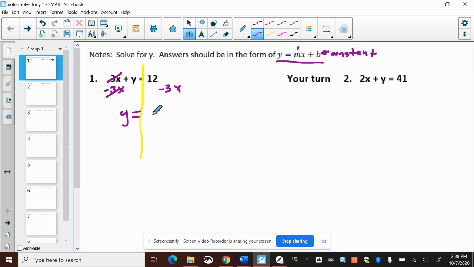We want it in this form, so we want the x term first, and then the number. Okay, you guys give number 2 a try. Again, keys are in Schoology, so you can give it a try and take a look, see how you did.